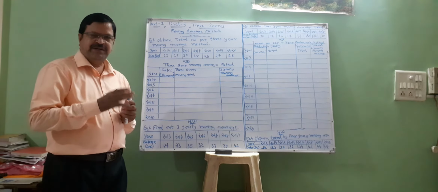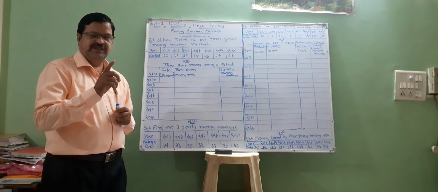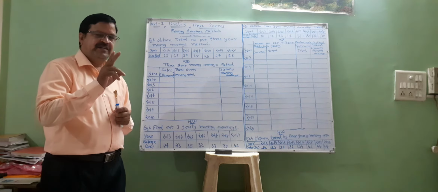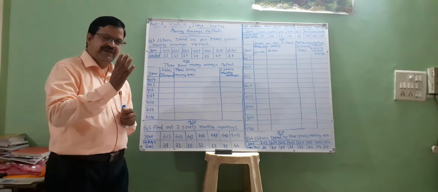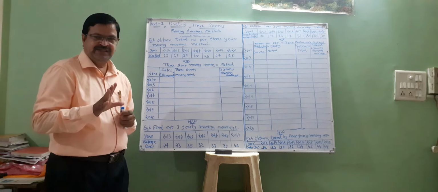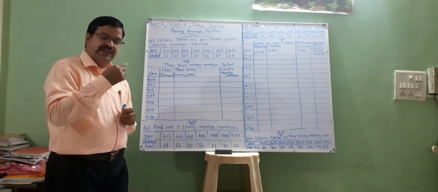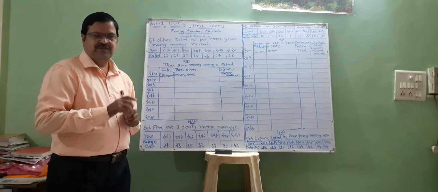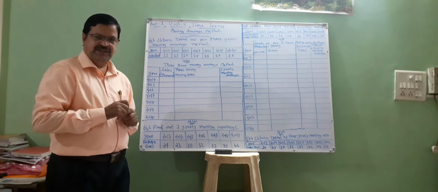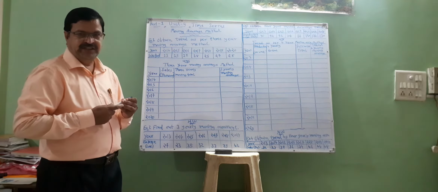There are four types of example in this unit. First, moving average method. In moving average method, there are three types of example: 3-year moving average, 4-year moving average, and 5-year moving average. And second method, only one example, least square method. So total there are four types of example. Today we are going to discuss two types of example.